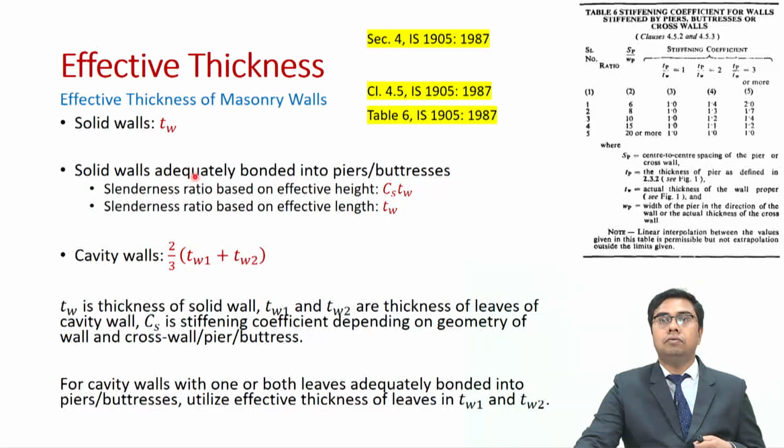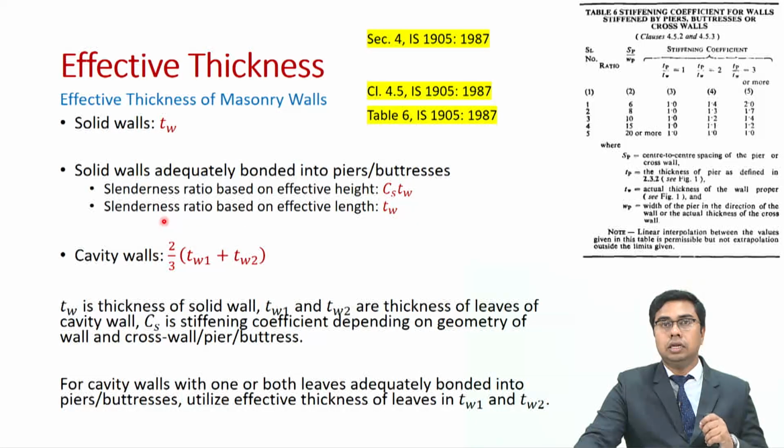However, if the solid wall is adequately bonded into pier or buttress, then in that case effective thickness may be taken as larger than the thickness of masonry wall. So, if you have the slenderness ratio based on effective height, for that case it will be a stiffening factor or stiffening coefficient CS multiplied with the thickness of the wall. If your slenderness ratio is based on effective length of the wall, then the solid wall shall still have the effective thickness as the thickness of the wall.